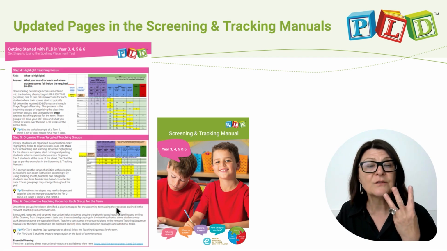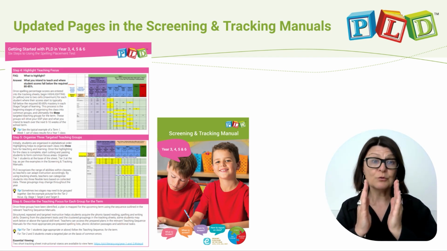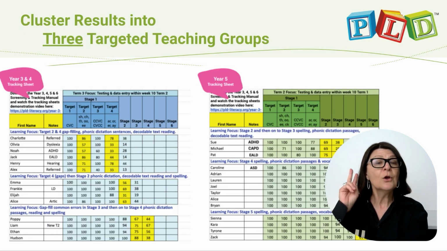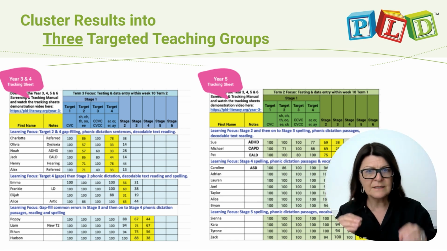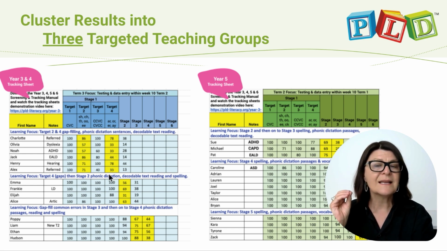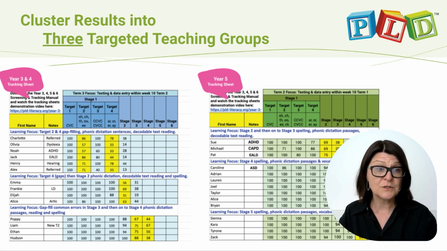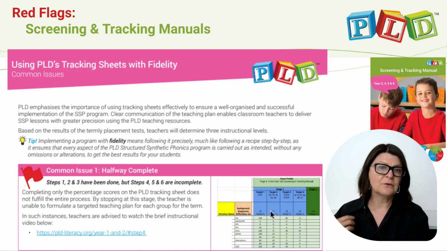And we cluster into 3 targeted teaching groups, sometimes pushing 2 groups together so that you don't end up with 5 or 6 groups. Your spreadsheet should look like rectangles, not patchiness. There should be nice linear rectangles with a nice description of what is the teaching plan for term 3. Red flags, also in your manual.